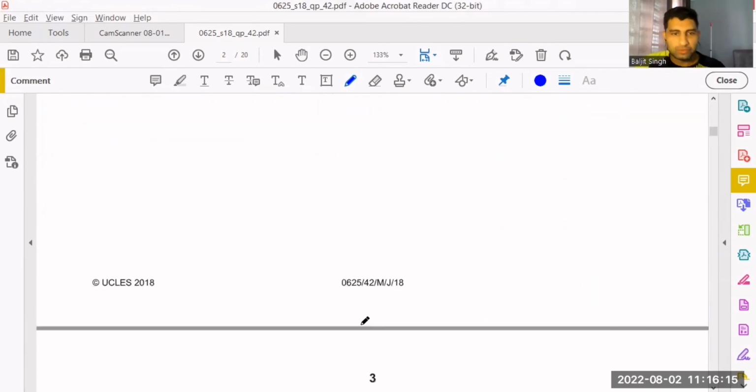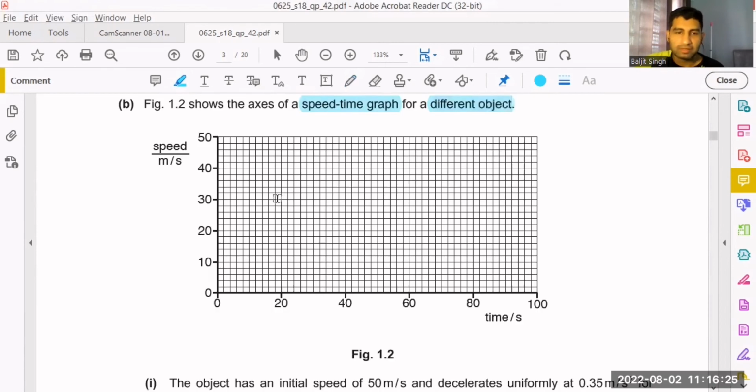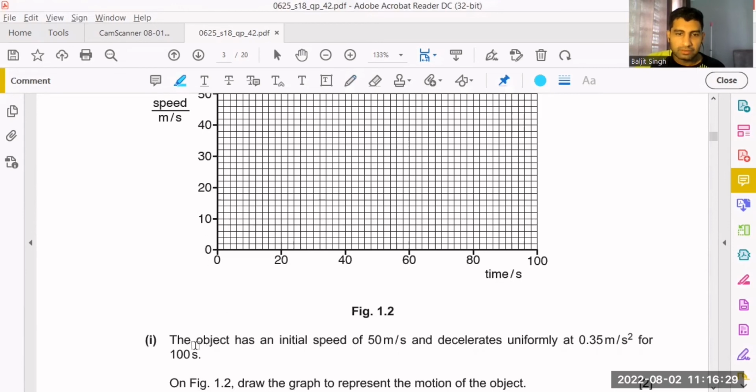Okay, let's go to the next question. The next question is related to the speed time graph for a different object. So now we are talking about a different object which is moving with a different speed, different movement and everything. Okay, so the object has an initial speed. Initial speed, that means when you start your timer, when the time starts, the object already has a speed, right? And then the object starts to decelerate uniformly.